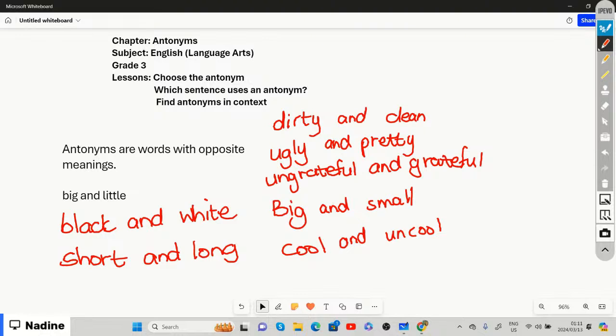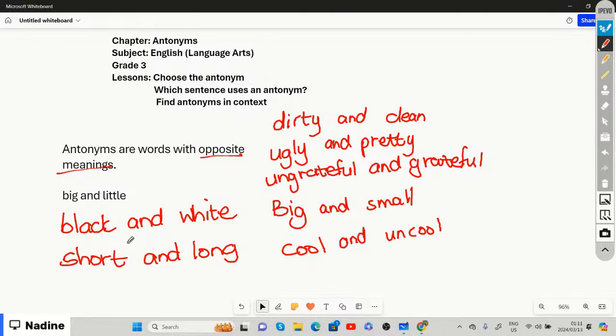And we said antonyms are words with opposite meaning, right? It means the opposite of what the previous word is. So antonyms are words with opposite meanings.